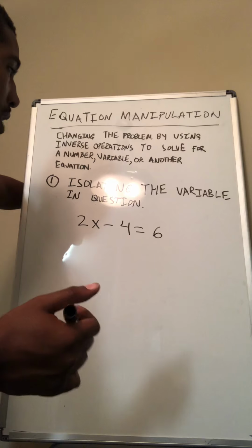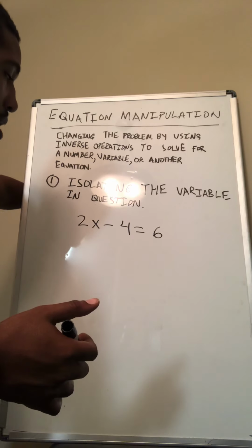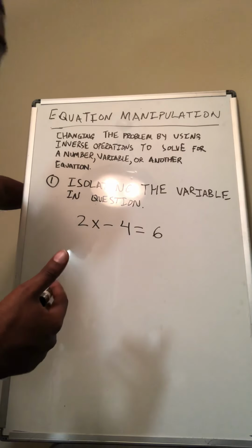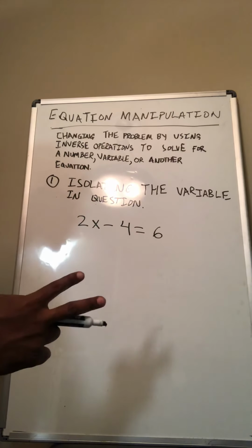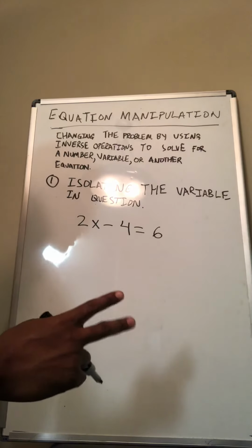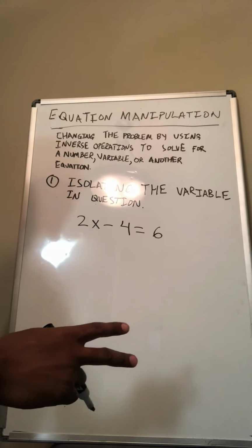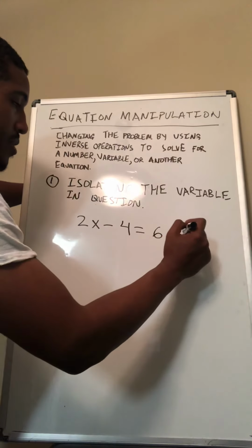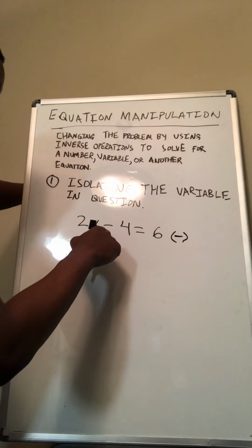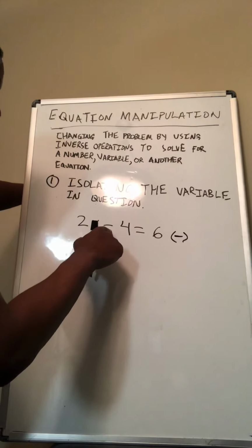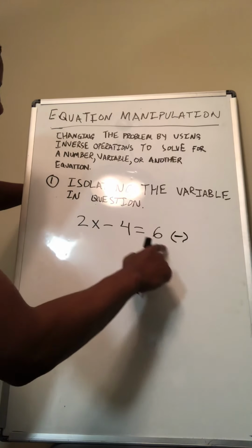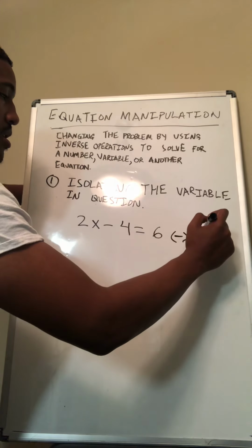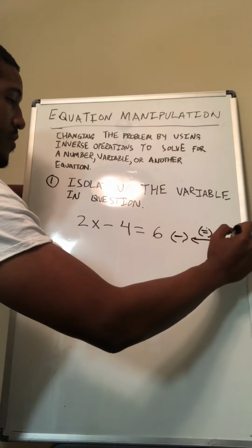So when you do variable isolation, you always want to do the most simple operation first. So addition and subtraction are your two most simple operations in mathematics. So you always look to do those first when it comes to isolating the variable. So because there's a subtraction step being done here to my variable, the quantity of 2x minus 4 is equal to 6, I must do addition.